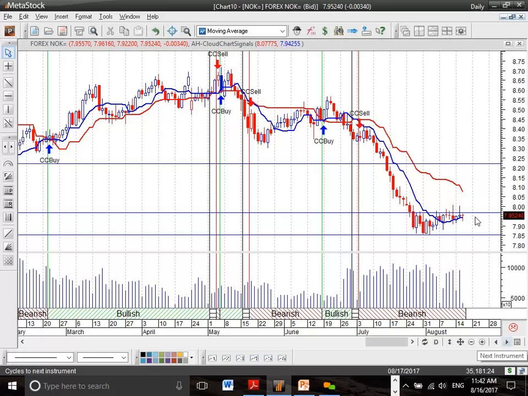But watching very closely to see if we see a buy signal here. For those short-term traders, there is a potential swing trade to the upside here, but do remember that the outlook is still bearish on the Norwegian Kroner.